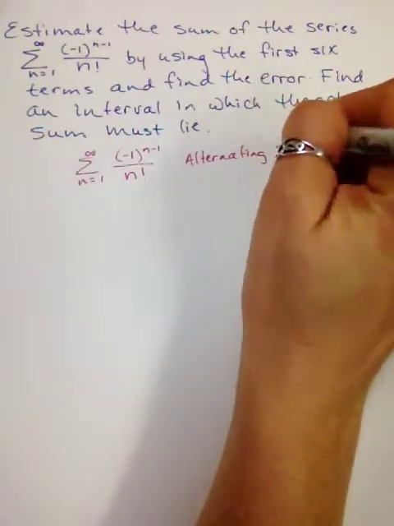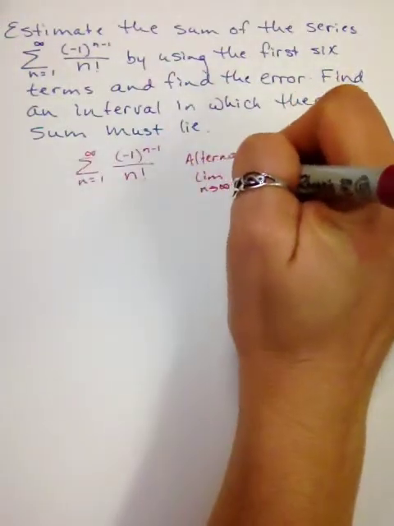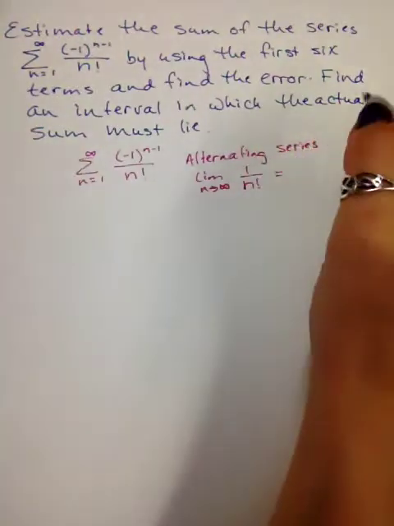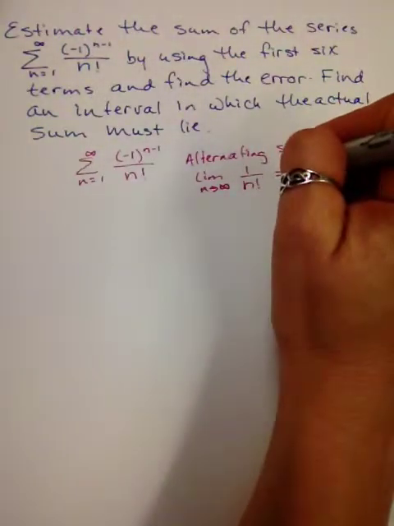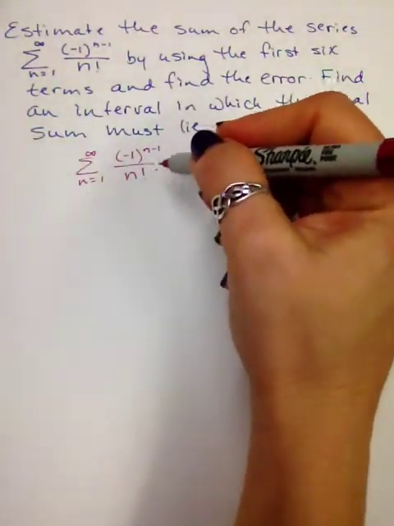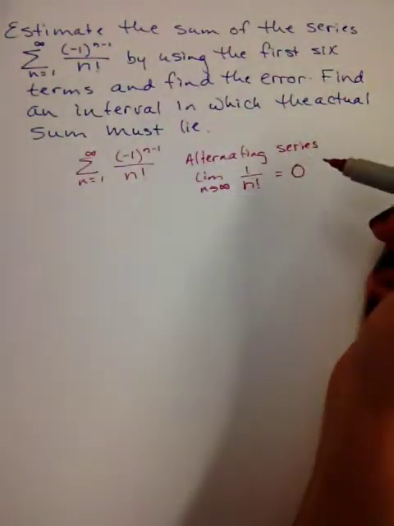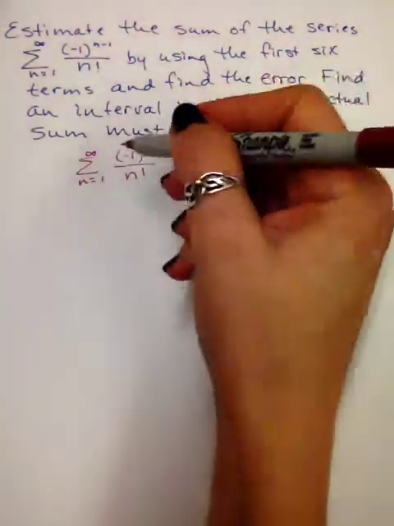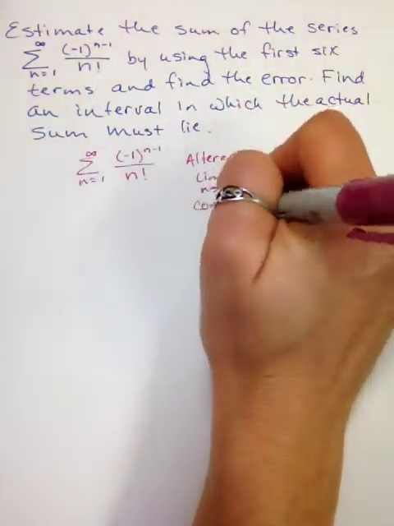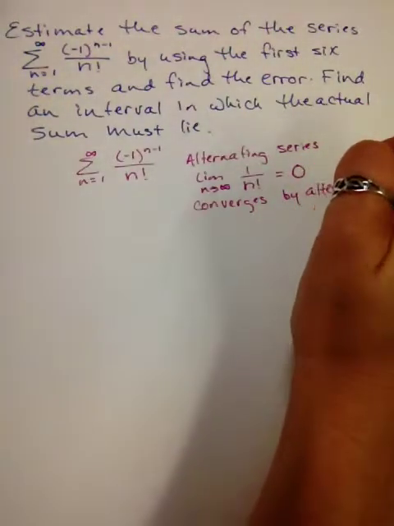If I look at the limit as n approaches infinity of the non-alternating part, 1 over n factorial, n factorial as n approaches infinity is huge, so this actually goes to 0. It does decrease as the n's get larger. The values of the whole fraction will decrease, so it is a decreasing sequence that we're adding up. So this does converge by the alternating series test.